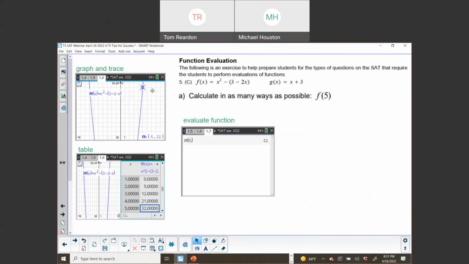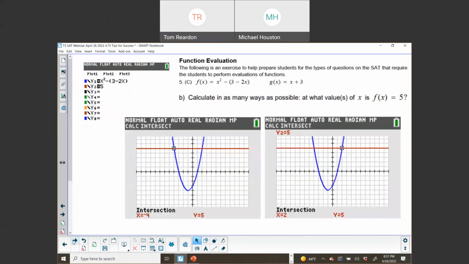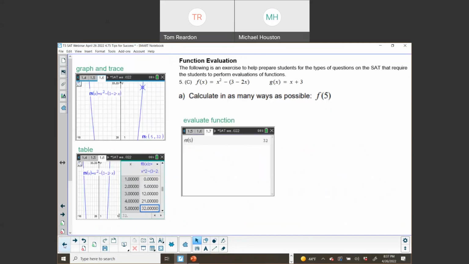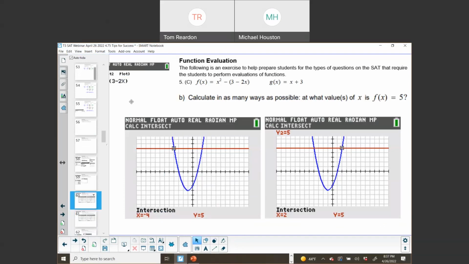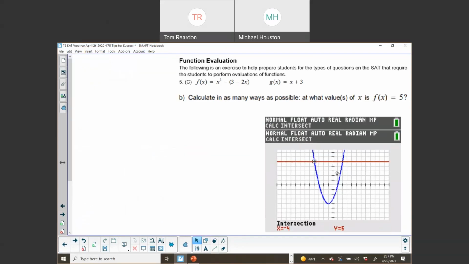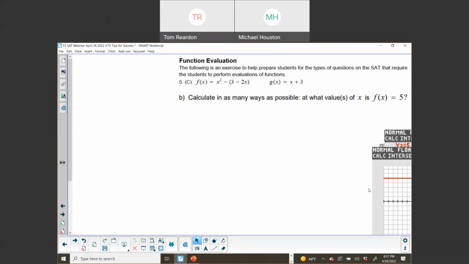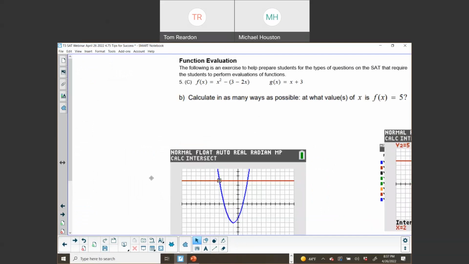And on Nspire, again, graph and trace, table, evaluate function, those are all pretty straightforward. But the next part is calculate in as many ways. Oops, I guess I'm showing the answer here. I didn't mean to do that. So that's a goof on my part. Sorry about that. So here, let's go this way. Calculate many ways possible the value of x where f of x is equal to 5. Okay. And so I guess I will just show them.